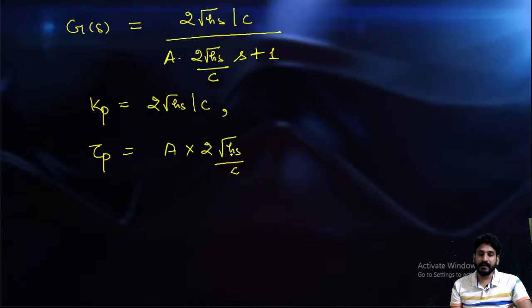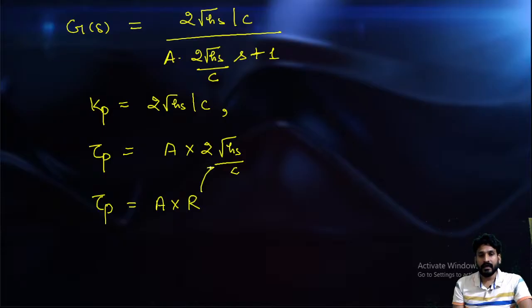Is it clear to you? Now here, this is my resistance term. So my tau p is equal to A into R, and my R is this. This is my resistance term.